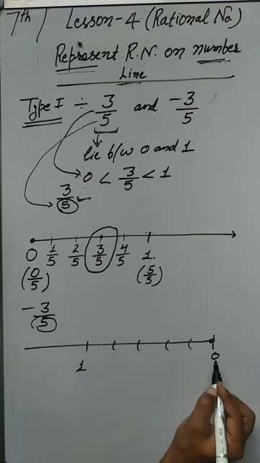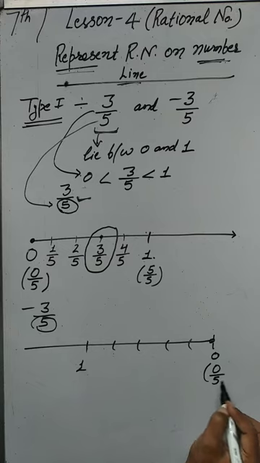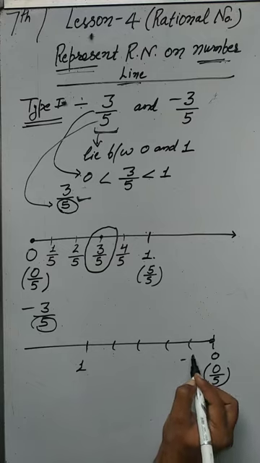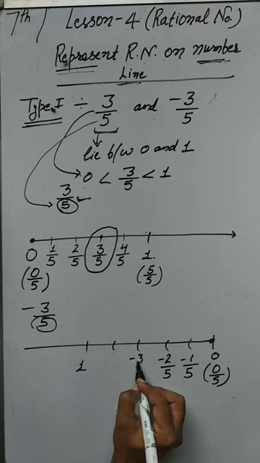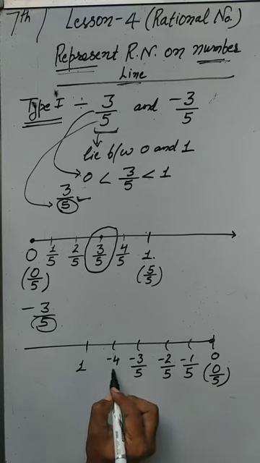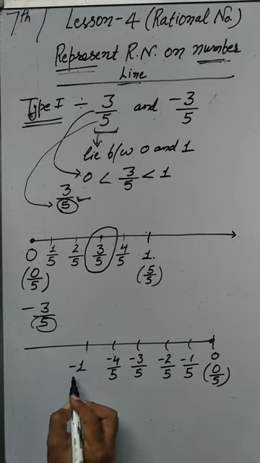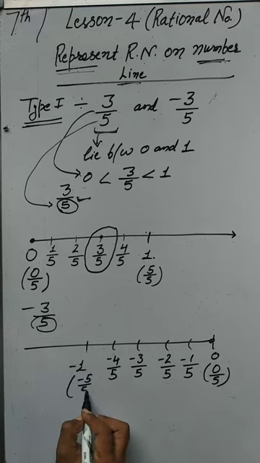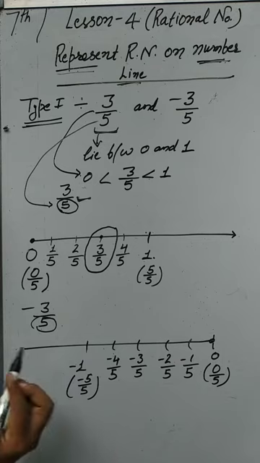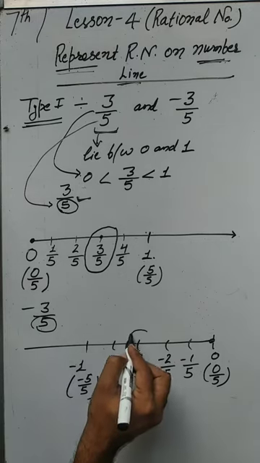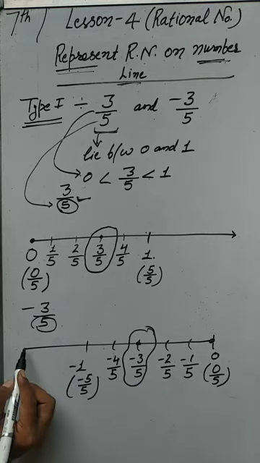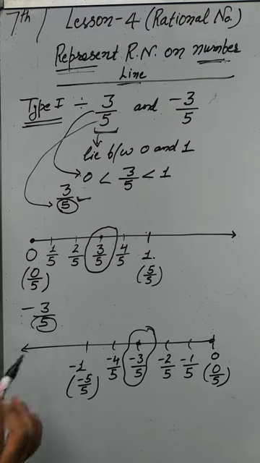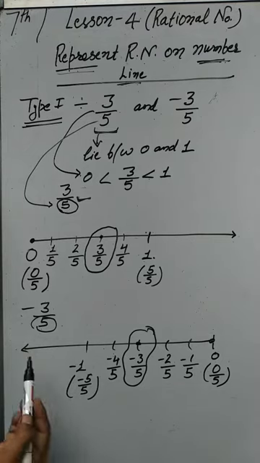Clear beta? Now first number, as in the last question, is 0. I can write it 0 upon 5. Next is minus 1 upon 5, minus 2 upon 5, minus 3 upon 5, minus 4 upon 5. Here is minus 1 beta, and minus 5 upon 5; 5 cancels with 5, it is equal to minus 1. Clearly you can see this is our required number, minus 3 upon 5. Understood? In that way, you can represent the rational number on the number line.